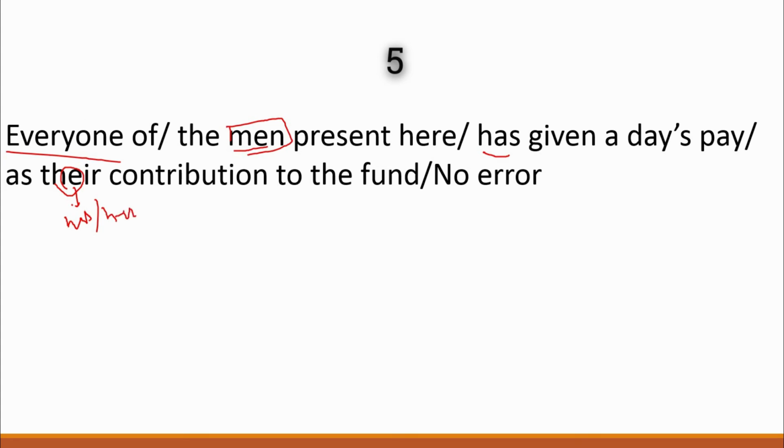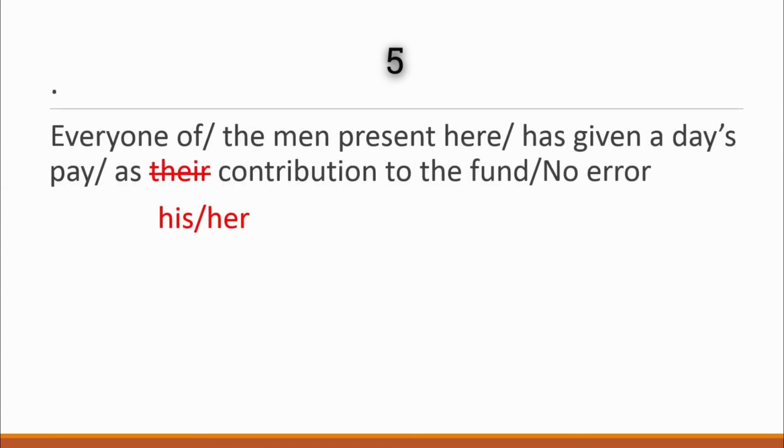That makes the sentence right. Now the rule is that everyone or each one should have a plural noun but always a singular verb, and thus both the verbs has and there is used in the singular form. And the correct sentence is, every one of the men present here has given a day's pay as his or her contribution to the fund.